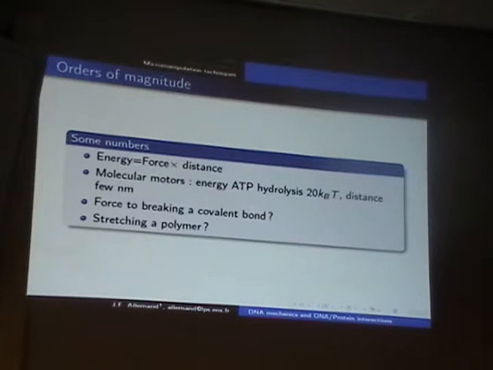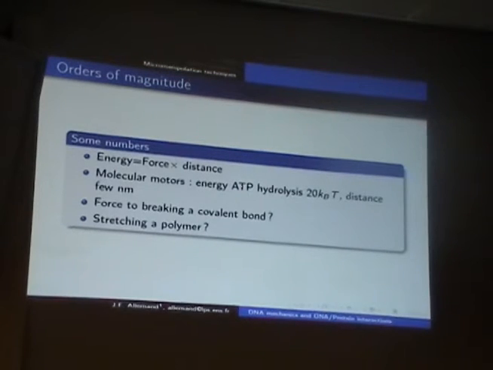I hope that you know what the value of kT is in a living system. It is about 4 times 10 to the minus 21 joule. So if we take 20 kT, and we divide this by 1 nanometer, 10 to the minus 9, this is going to be 80 times 10 to the minus 21 over 10 to the minus 9. So it's going to be a few tens of piconewtons. So if you want to study molecular motors, you should be able to apply forces that are in the range of a few tens of piconewtons. And this is what people indeed observe in experiments.